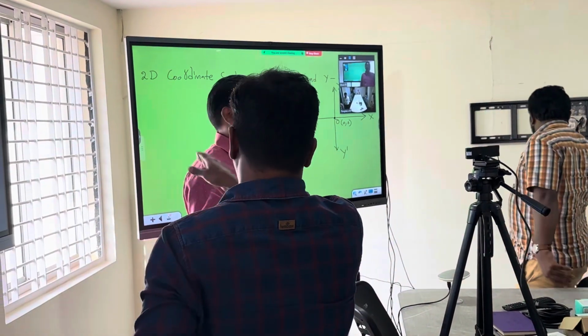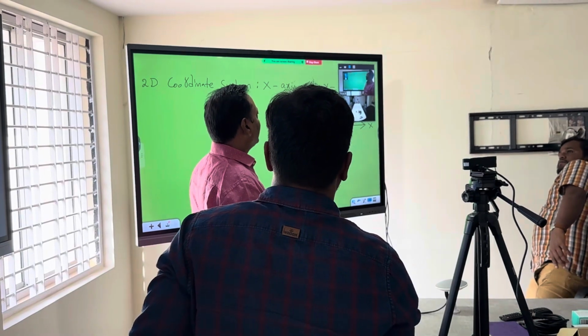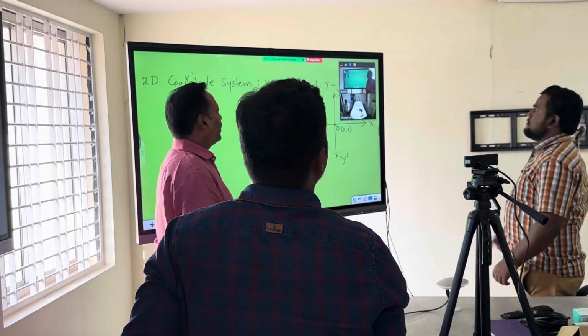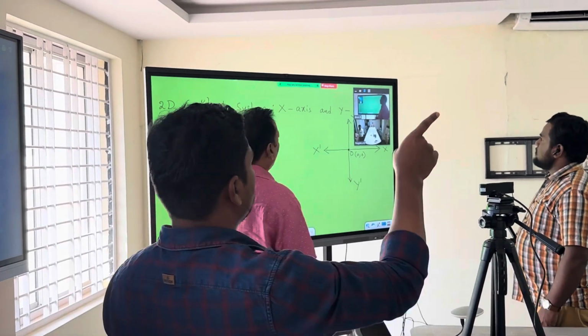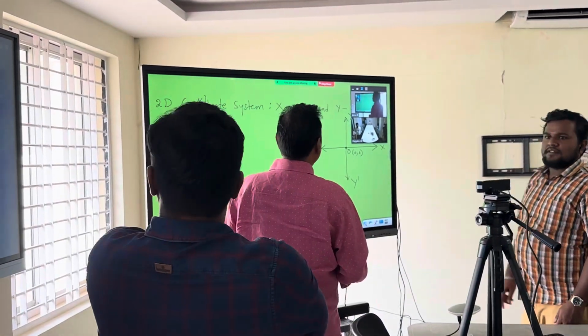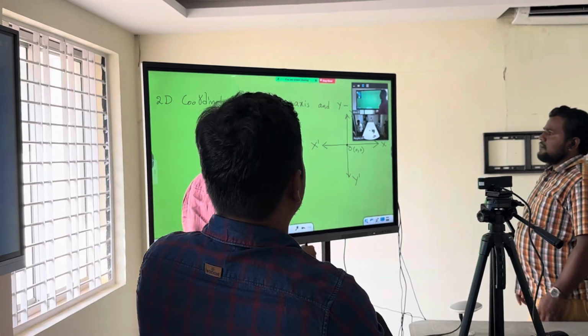The window has no shades actually. No shades. Okay then.